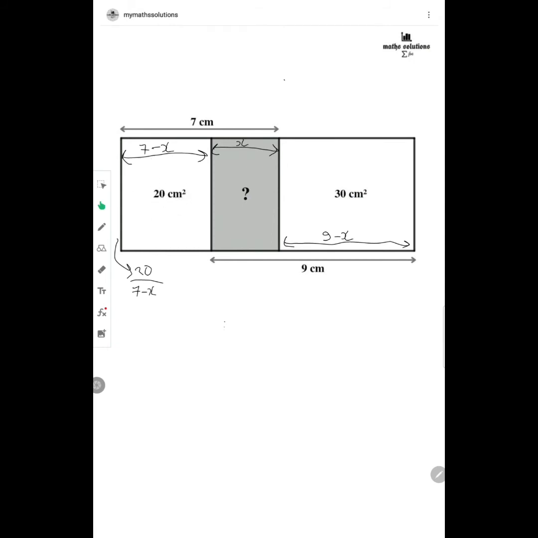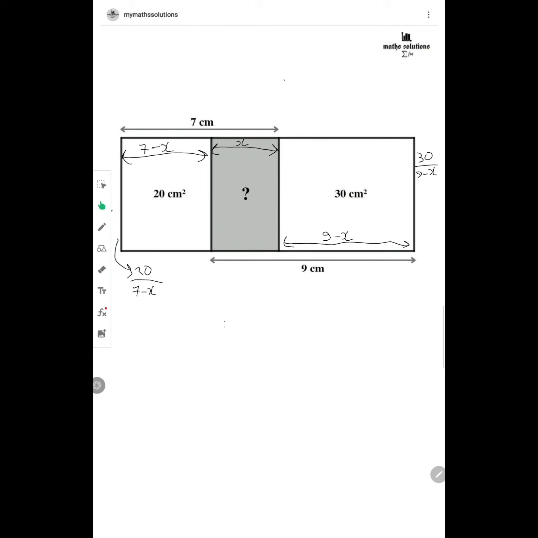And we must know from this side as well, if this length is 9 minus x, the width of this must be 30 divided by 9 minus x. And why? Because 30 divided by 9 minus x times 9 minus x is equal to 30. Okay, so what am I going to do now?